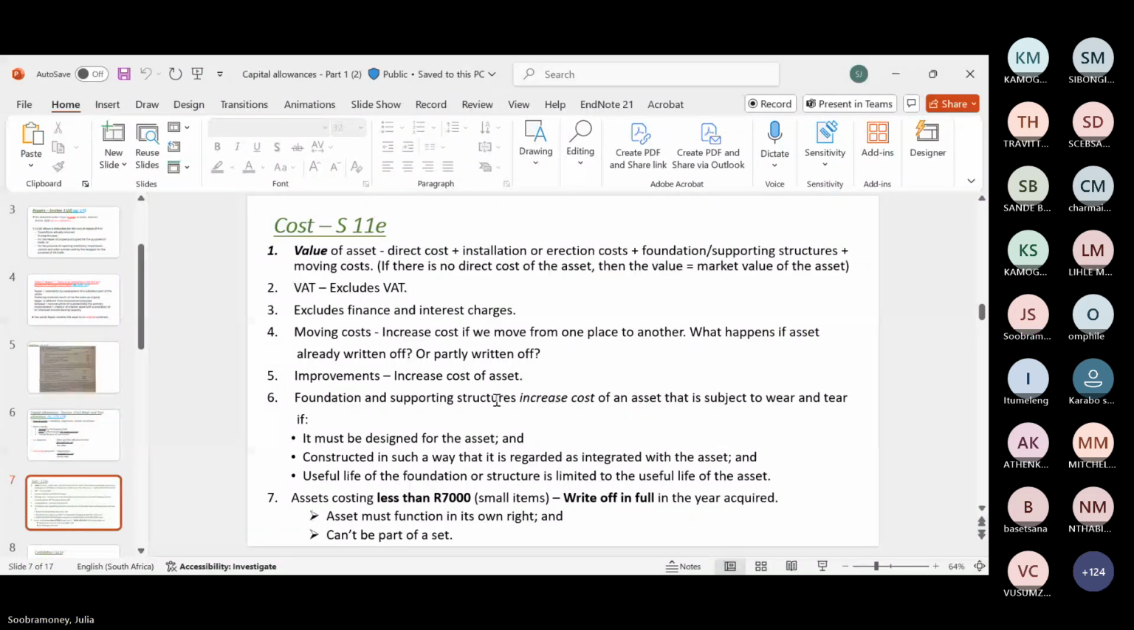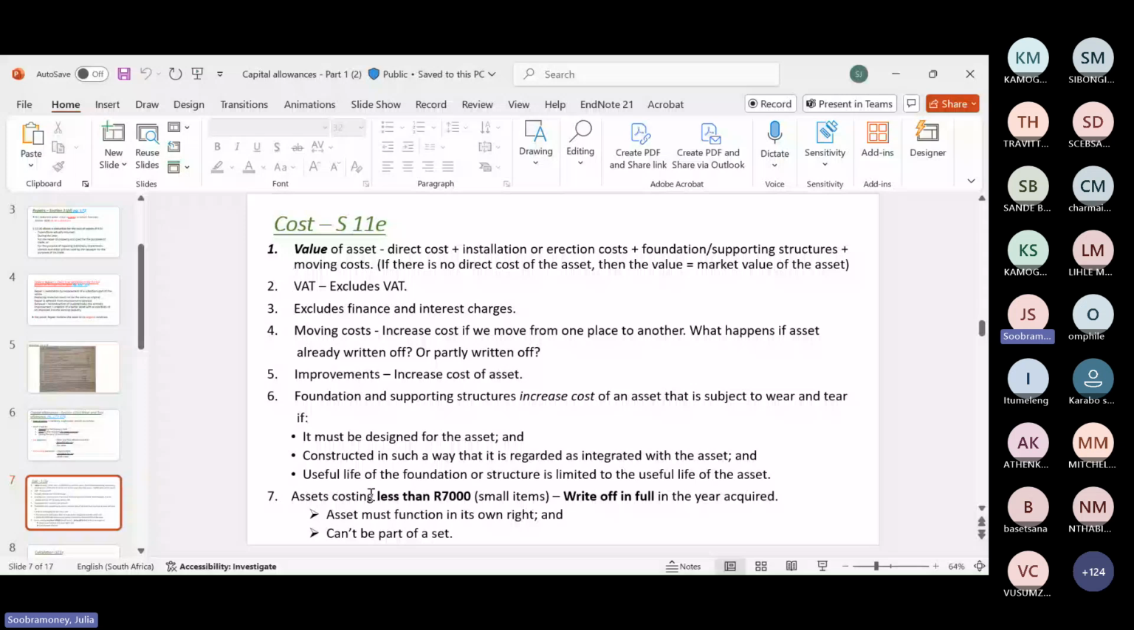No. Okay, let's continue. And then the last one here, I call this the golden rule of Section 11E, right? It's always there, so you must always look for it. Assets costing less than 7,000 Rand, we see them as small items, will be written off in the year you acquired it and you bring it into use.